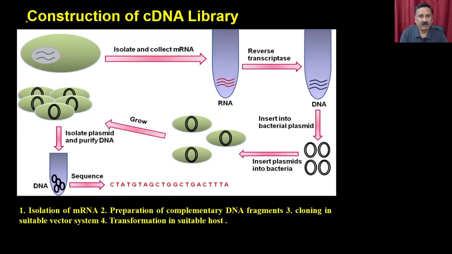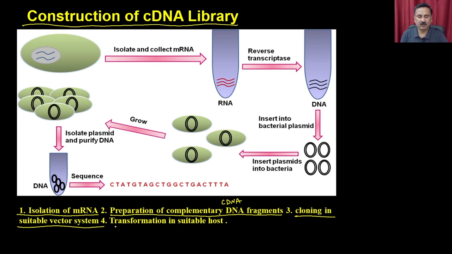The construction of the cDNA library is a multi-step process. In step one, you isolate the messenger RNA. In step two, you prepare the complementary DNA, or cDNA in short. In step three, you clone that into a suitable vector system, and in step four, you transform that into a suitable host so that you can prepare the cDNA library. The cDNA library is a collection of clones which show you the expression status of that particular cell. First, you have to break open the cells and isolate the messenger RNAs.